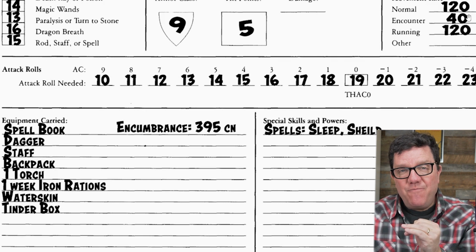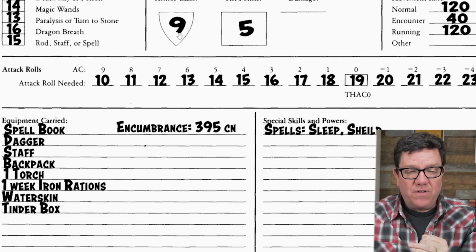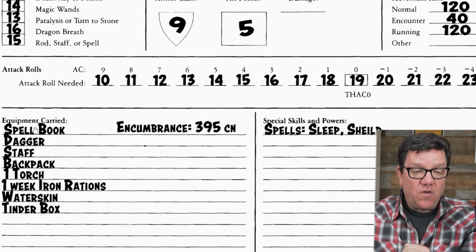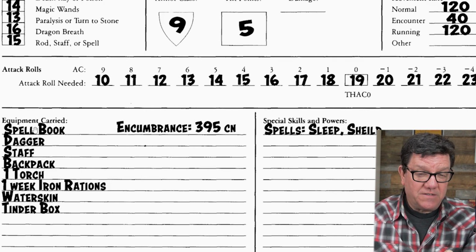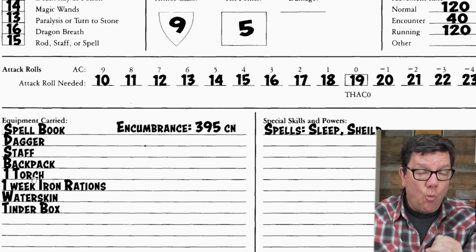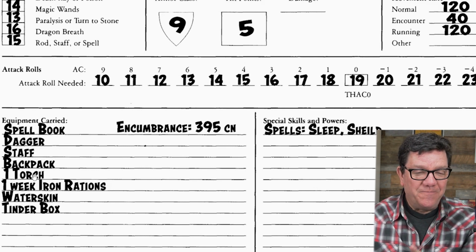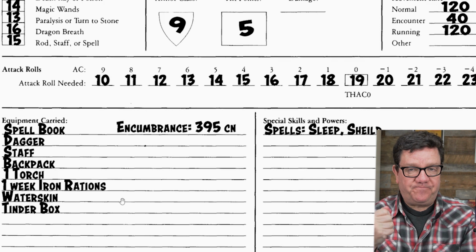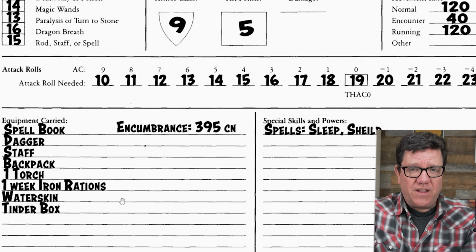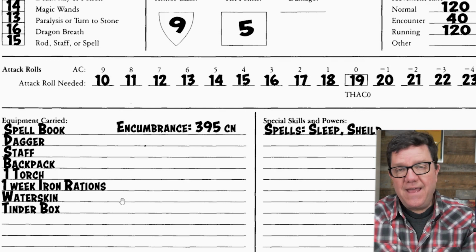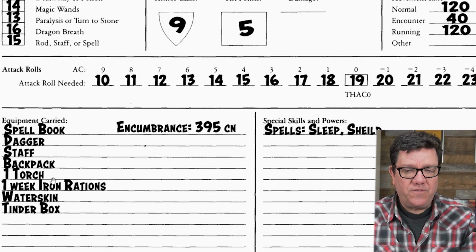So I want to have that movement as high as possible because I got a 9 armor class. What I do is to make sure my encumbrance is not above 400. So the spell book already weighs 20 pounds. That is a 200 encumbrance. Dagger, staff, I have a backpack, I have 1 torch, I only took 1 week iron rations, very light, a water skin, tinderbox to light my 1 torch. Why did I take 1? Well, I figure the other characters are going to have torches. That's going to be lighting the way, the 30-foot radius. Maybe if I need to run away and I'm separated, I'll use my torch. That was the idea.